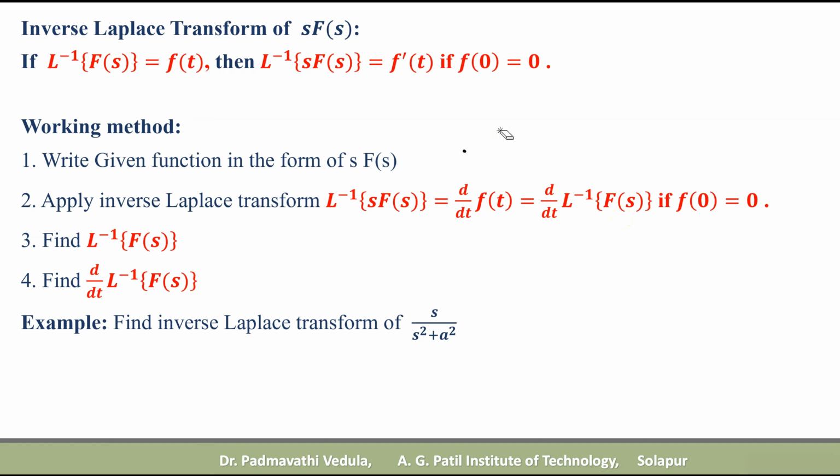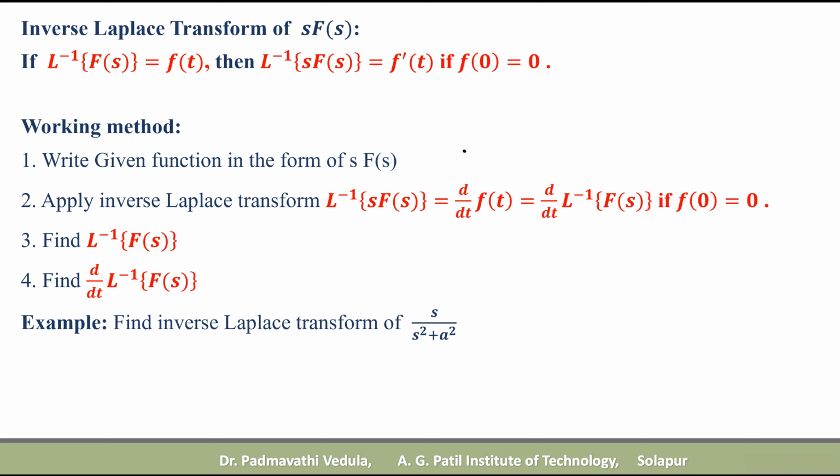Now let us see the working method. First write the given expression in the form of s into f of s. Then apply inverse Laplace transform on s into f of s and use this property. That means you have to differentiate L inverse of f of s with respect to t. Now find L inverse of f of s here. First we have to find this inverse Laplace of f of s, then we have to differentiate this with respect to t to get the final answer. Now let us see this question.